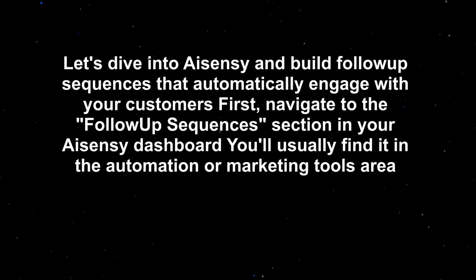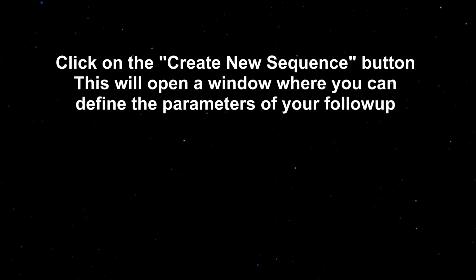First, navigate to the follow-up sequences section. In your Aisensy dashboard, you'll usually find it in the Automation or Marketing Tools area. Click on the Create New Sequence button. This will open a window where you can define the parameters of your follow-up.